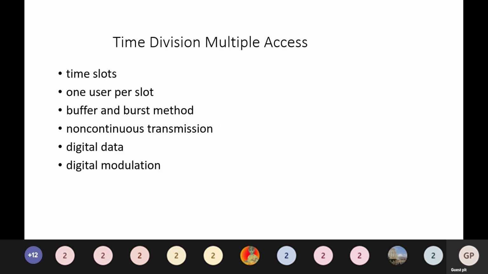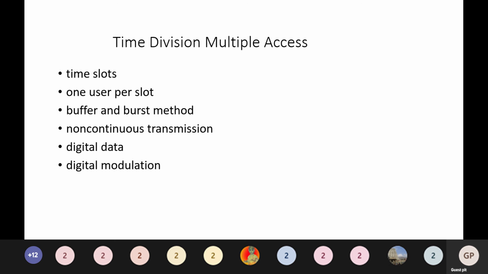Then time division multiplexing. It uses various time slots, and each user is allocated a particular time slot. It uses a buffer and burst method, with non-continuous transmission, digital data and digital modulation.